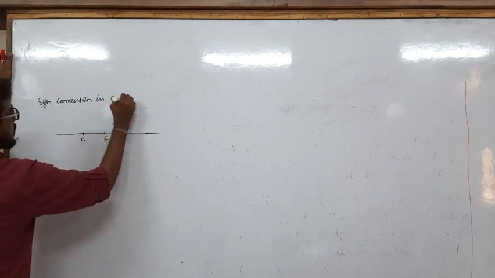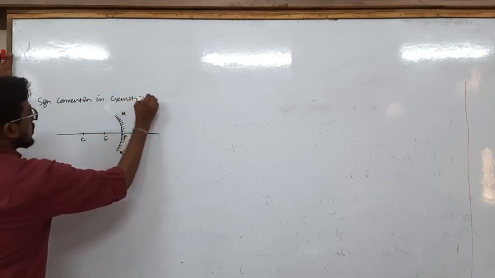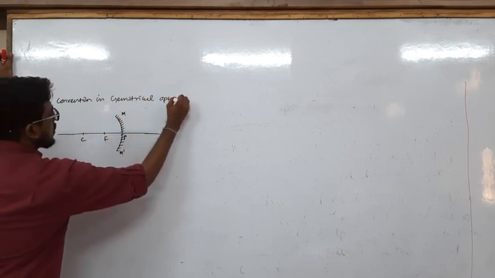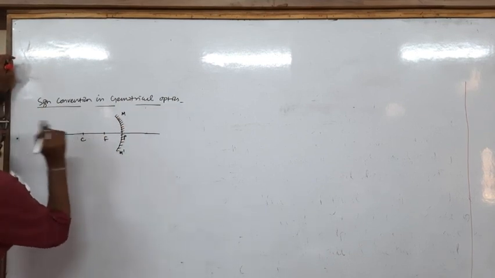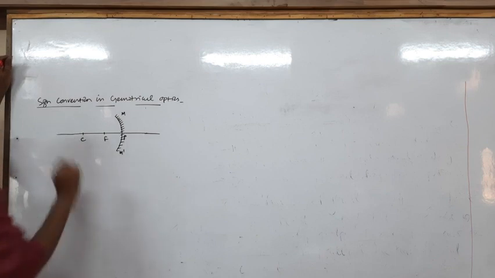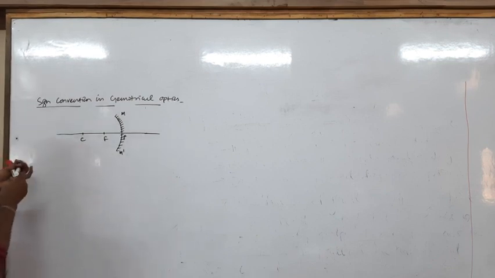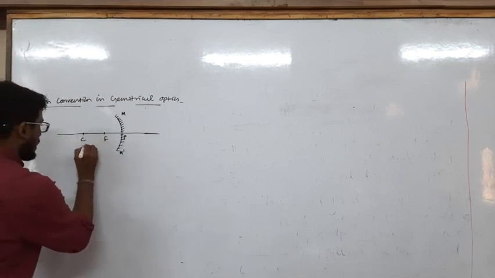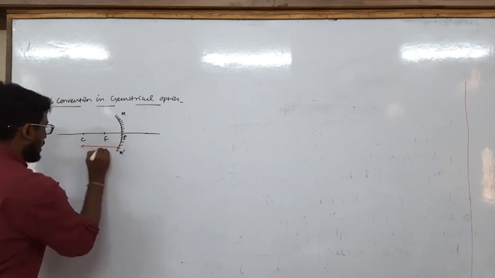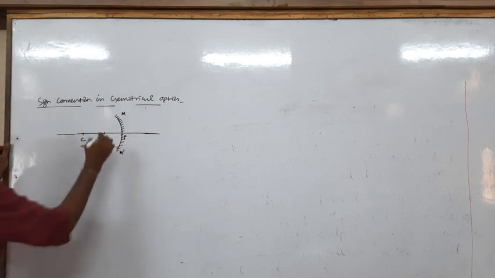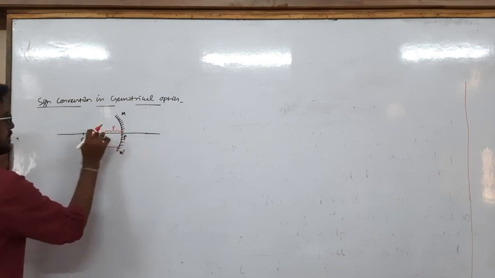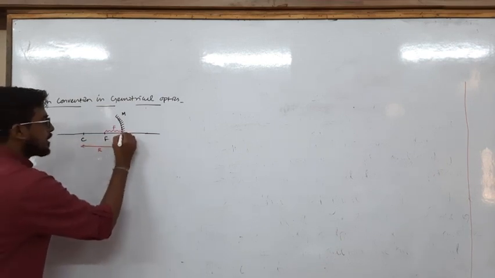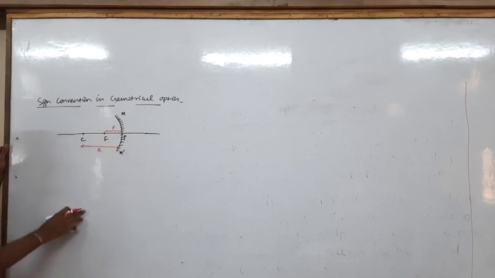In geometrical optics, so what is the sign convention? So this is the center of curvature, this is focus, this is pole. If this is the center of curvature, then this length will be the radius of curvature, R. And this length, the distance of the focus from the pole of the mirror, will be the focal length.